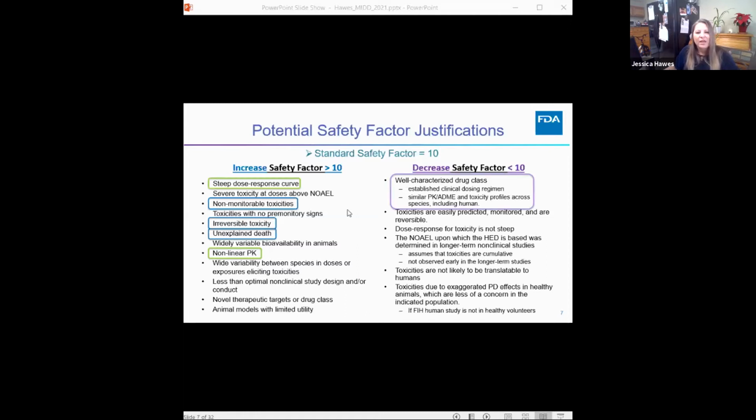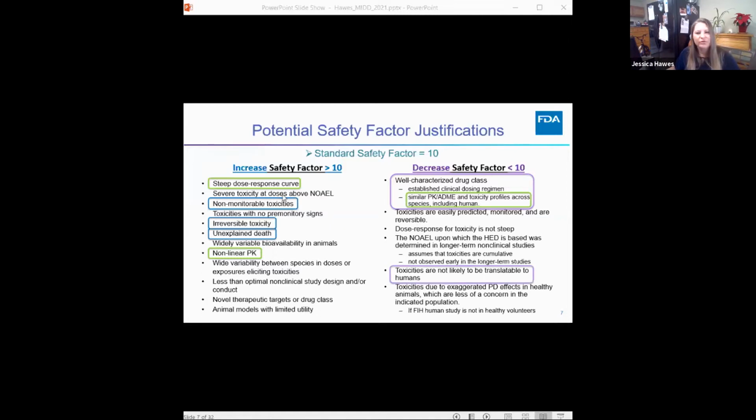Examples justifying a decrease in the safety factor below 10 include new drug products within a well-characterized drug class with similar PK, ADME, and toxicity profiles across species, including humans, which M&S can play a significant role in demonstrating.